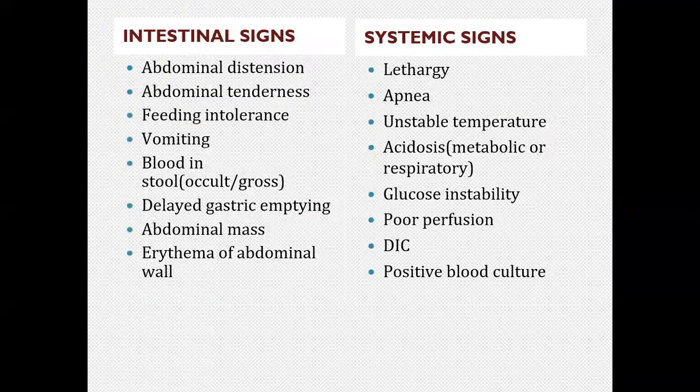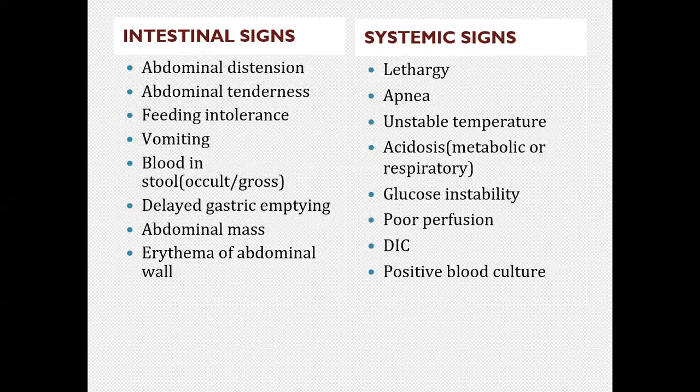The signs are divided into two categories. One is the intestinal signs and the other is the systemic signs. All these signs you can also find in neonatal sepsis, which we discussed previously. In intestinal signs, there might be abdominal distension, abdominal tenderness, feeding intolerance, vomiting, blood in stool. There might be occult or gross blood in stool, delayed gastric emptying, abdominal mass, or erythema of the abdominal wall.